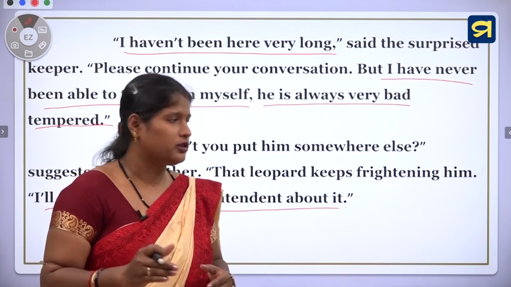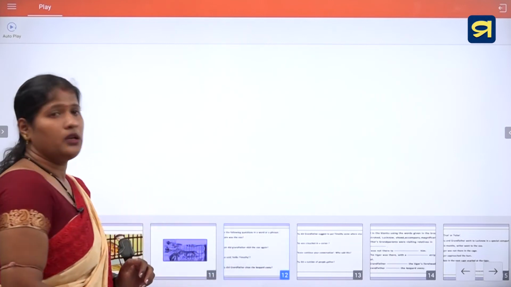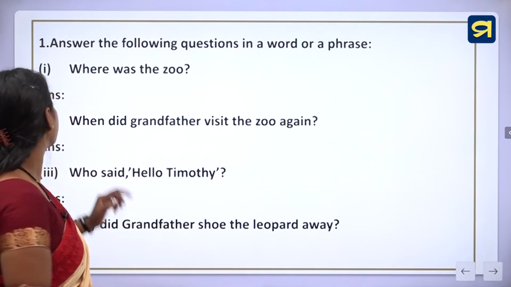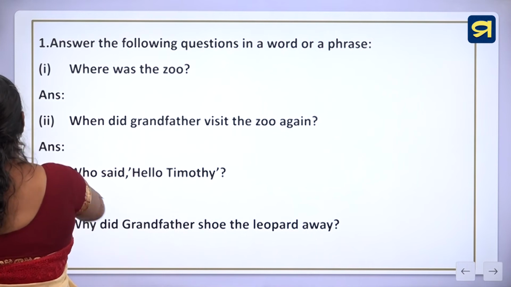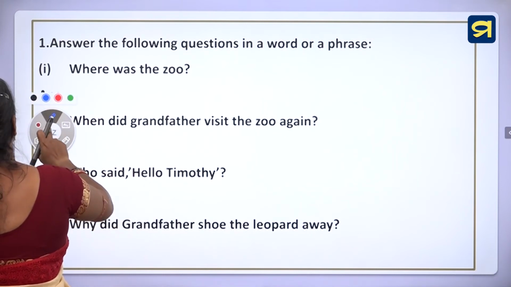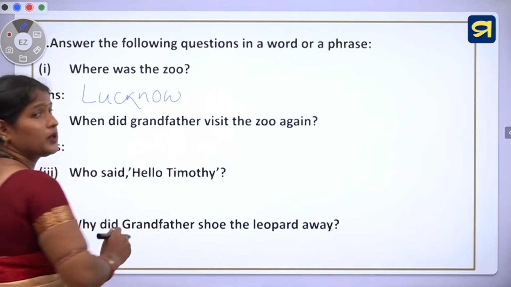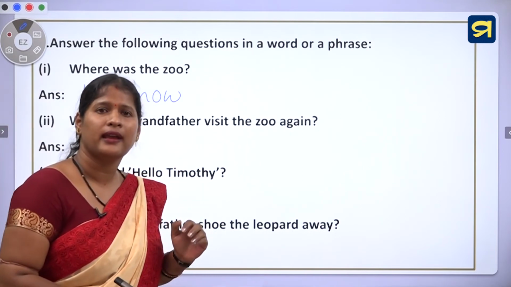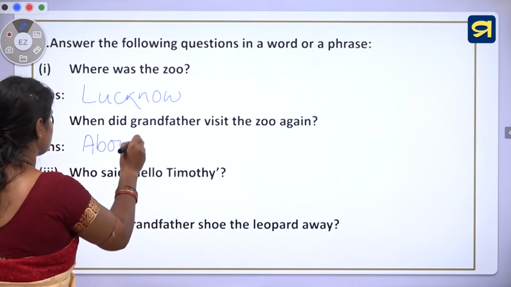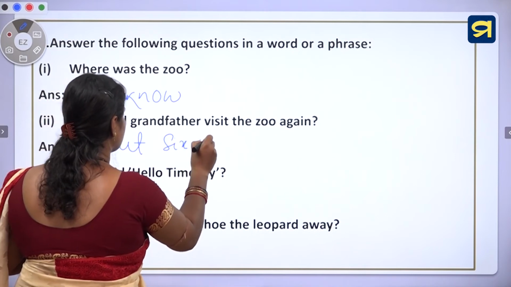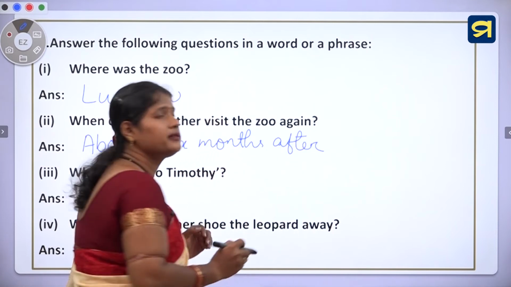Children, let us now discuss some questions for your better understanding. Answer the following questions in a word or a phrase. Question number 1. Where was the zoo? Yes, very good. In Lucknow. The zoo was in Lucknow. Number 2. When did grandfather visit the zoo again? Yes, about 6 months after.